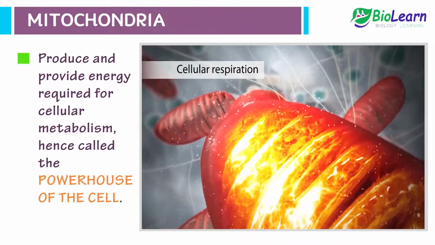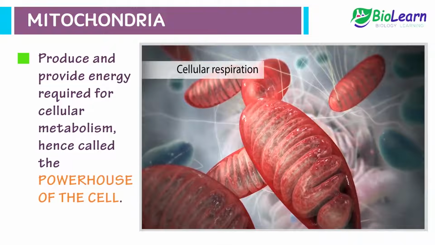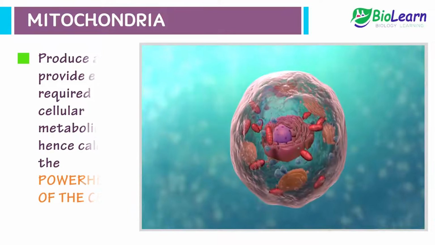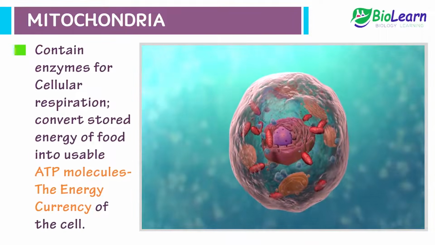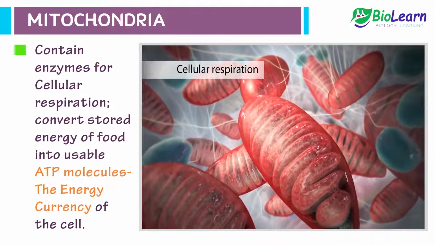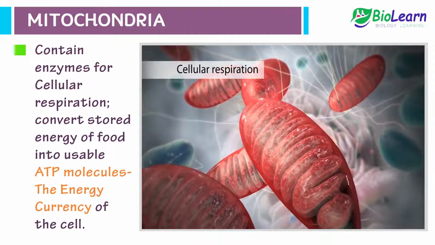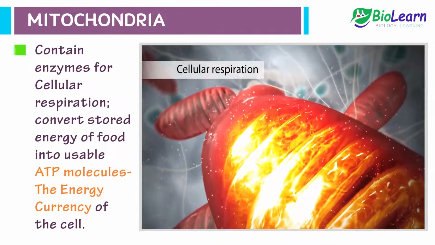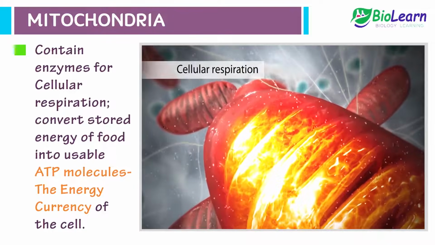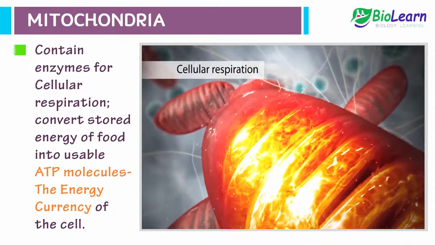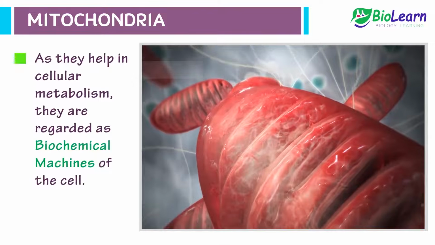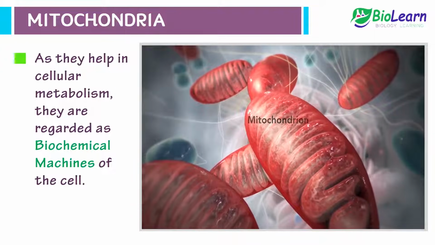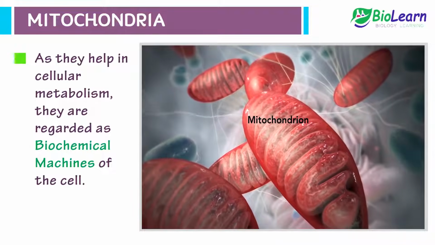They are commonly known as the powerhouse of the cell because they provide energy required for various cellular activities. They contain enzymes for cellular respiration which convert the stored energy of food into usable energy. This usable energy is stored as ATP molecules which are known as the energy currency of the cell. Mitochondria are also regarded as biochemical machines of the cell because they help in various metabolic activities of the cell.